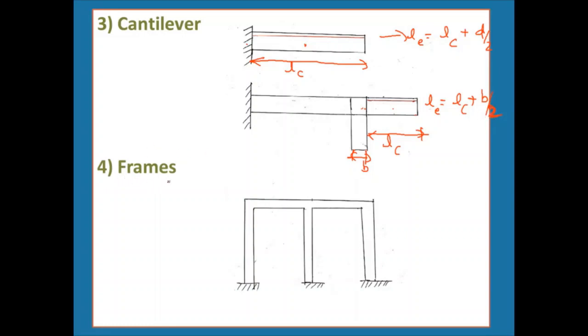Now if you take frames, irrespective of the support condition, it is always taken from center to center like this. So in frames, LE equals the center to center distance. Like this we have to calculate the effective spans in various conditions.